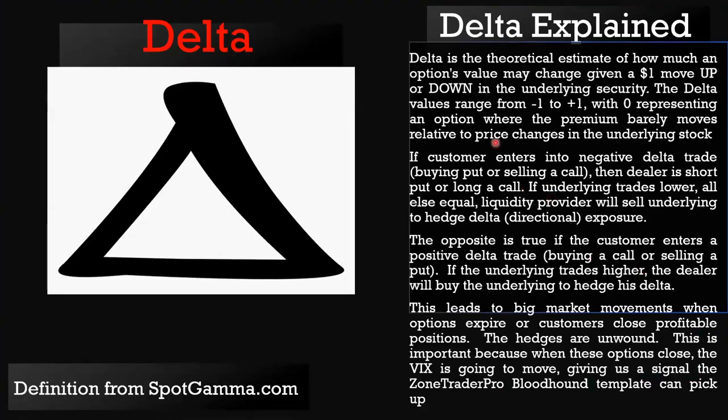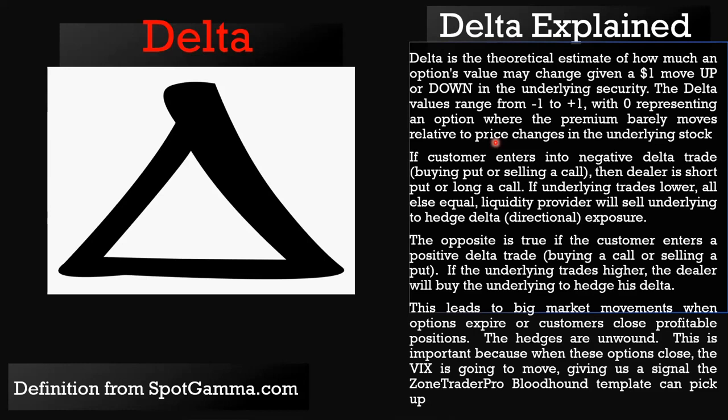Now, the options complex has a lot of terms involved in it, for lack of a better word. But the two that we're most interested in are delta and gamma. Delta is the theoretical estimate of how much an option's value may change given a dollar move up and down. And when a customer enters into a negative delta trade, buying a put, selling a call, the dealer is short that put or long that call.